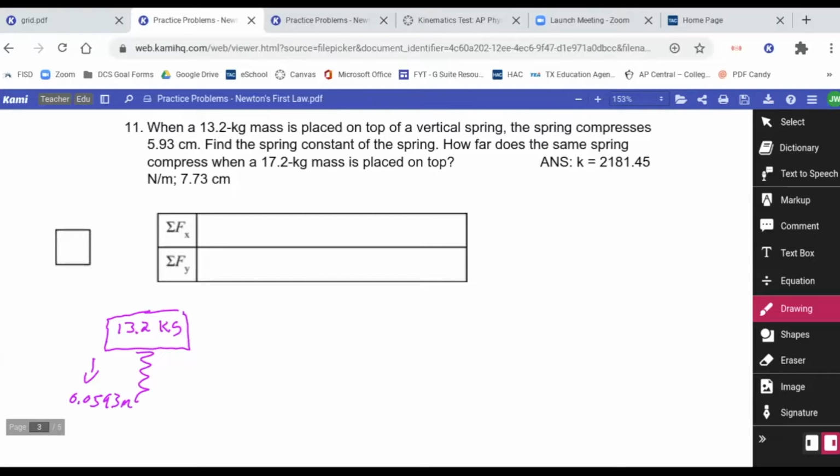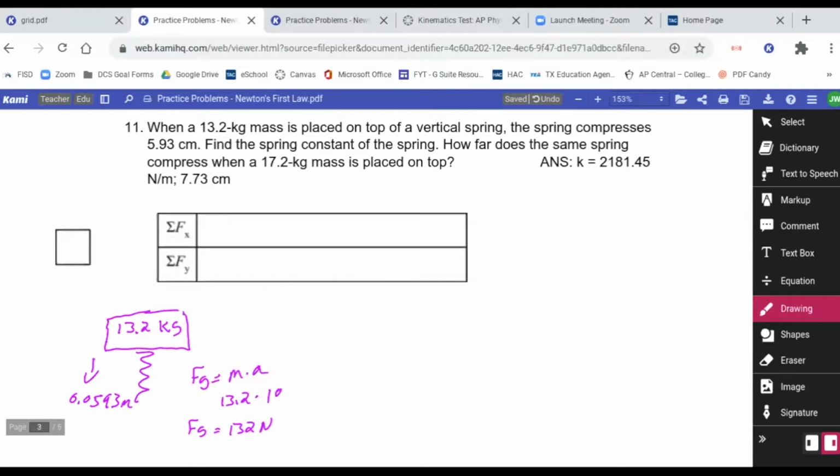So let's say that the force of gravity is equal to mass times acceleration. For gravity, okay, we can do this. Mass is 13.2, and that's times 10, because that's the acceleration of gravity, right? So then the force of gravity would equal 132 newtons, yes? So we know that gravity is pushing down at 132 newtons on our object.